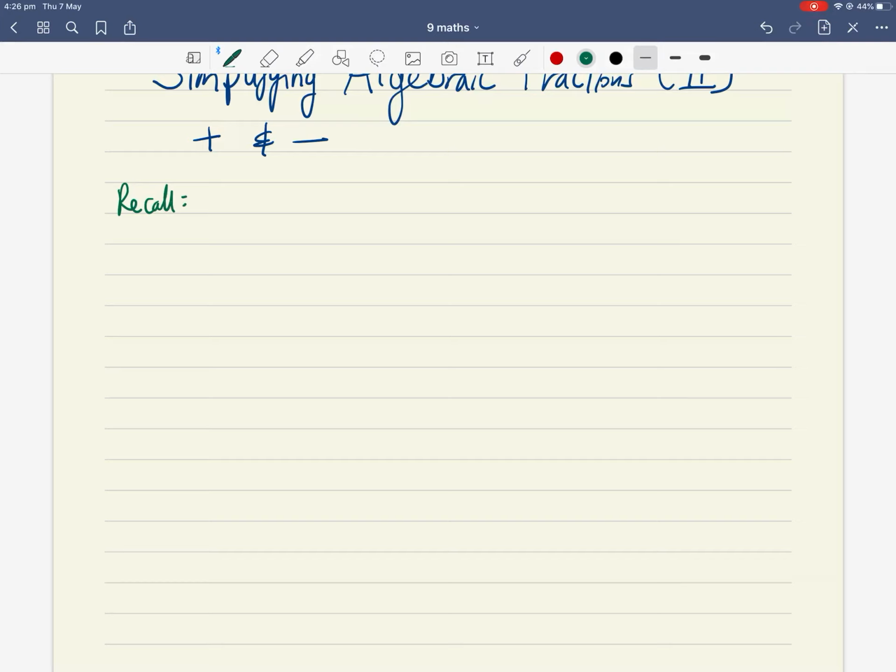So recall when we had to add fractions or subtract fractions. Say you wanted to add 1/3 with 2/5, what you would do in year 7 and year 8 is saying, well, look, my denominators aren't the same, so we need to make sure our denominators are the same, then we can add or subtract fractions.